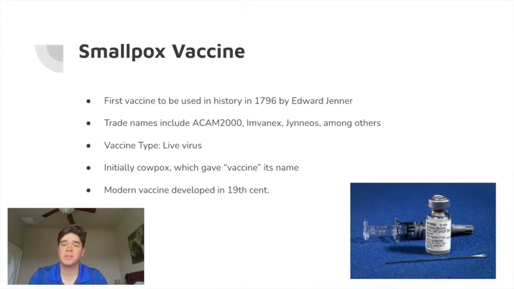A few common trade names include ACAM 2000, Imvanex, Jynneos, among many others, and these will all actually refer to different types of the smallpox vaccine. The vaccine type that is categorized for smallpox is a live virus, and the first type of smallpox vaccine that was developed consisted of cowpox, which is actually where we get the name vaccine from: Vaccinus, the Latin word meaning of or from a cow. And then finally, the most modern form of the smallpox vaccine would be developed in the 19th century.